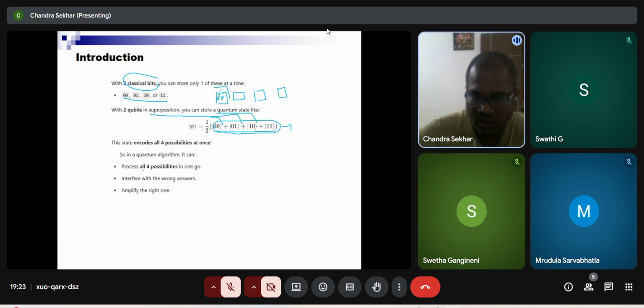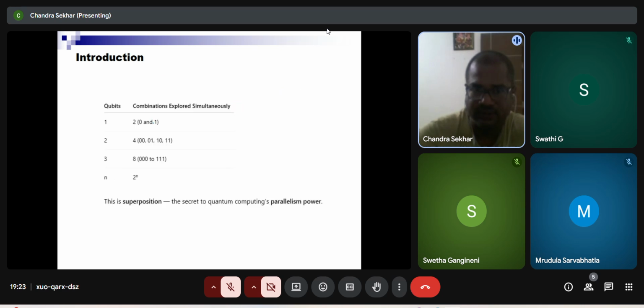See here, you process all 4 possibilities in one go. Here, if you do it 4 times, here I can do it 1 time. So this is magic. The quantum mechanics will do that. It's underlying math, don't worry, but we are not going much into that.